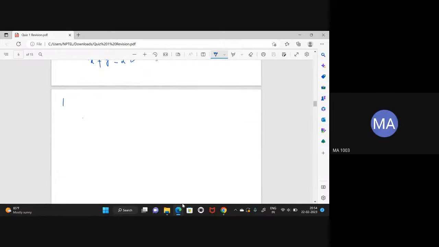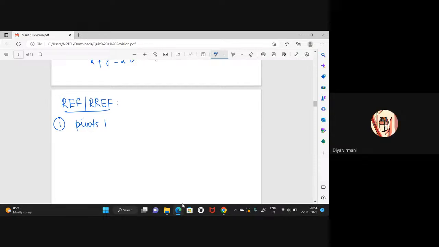Okay, so let's quickly do what is REF and RREF. REF is row echelon form. What do we do in that? Ma'am, we use elementary row operations. No. When do you say a matrix is in row echelon form?